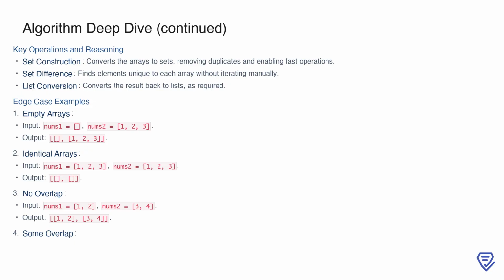To understand how this handles edge cases, consider a few examples. When one array is empty, such as nums1 equals [] and nums2 equals [1, 2, 3], the result is [1, 2, 3], because all elements of nums2 are unique. For identical arrays, like nums1 equals [1, 2, 3] and nums2 equals [1, 2, 3], the result is [], since there are no unique elements. In cases where there is no overlap, such as nums1 equals [1, 2] and nums2 equals [3, 4], the result is [1, 2, 3, 4]. These examples highlight the algorithm's ability to handle different scenarios effectively.